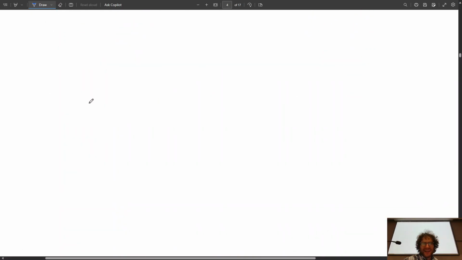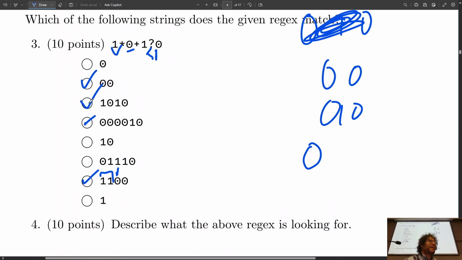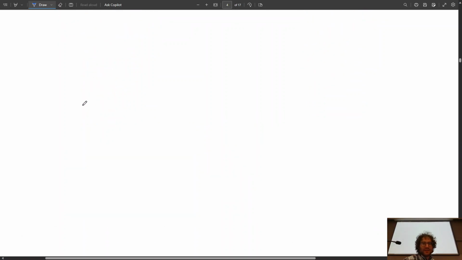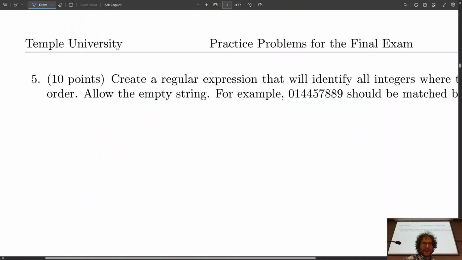Okay, that kind of thing is not what I'm going to give you on the final exam. I just saw it and thought, oh, that's a good practice question to get you thinking about regular expressions. What kind of question would be more like the exam?